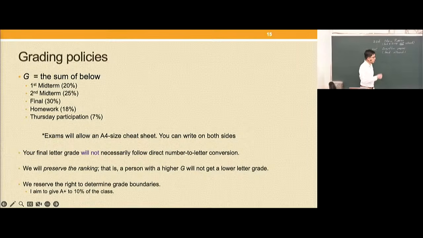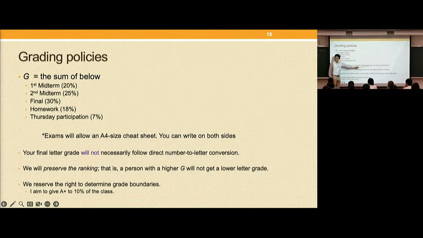That's the breakdown. And for all the exams, you are allowed to bring in an A4 size cheat sheet, and you can write on both sides. Okay? The key word is to write. Do not print. Do not use the smallest font and print. Handwriting only. Is that clear? Cheat sheet, A4, double side. You are allowed to write as much as you want.